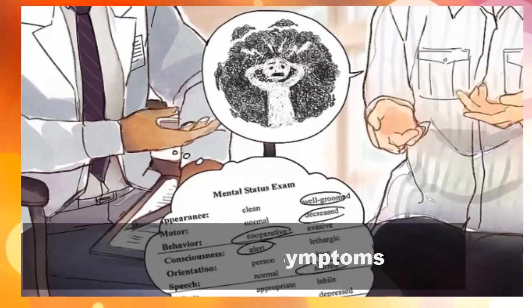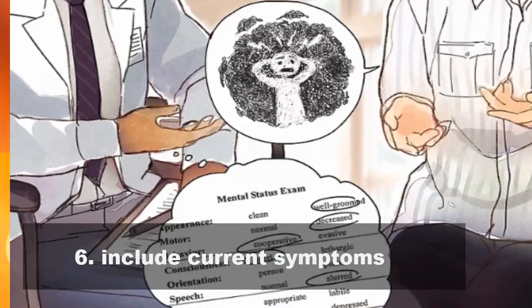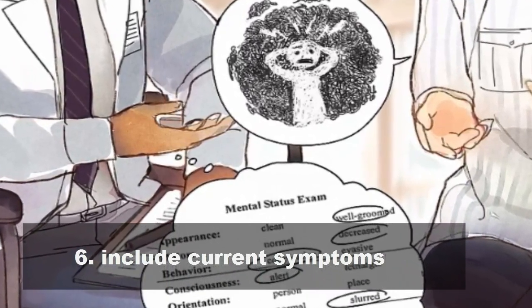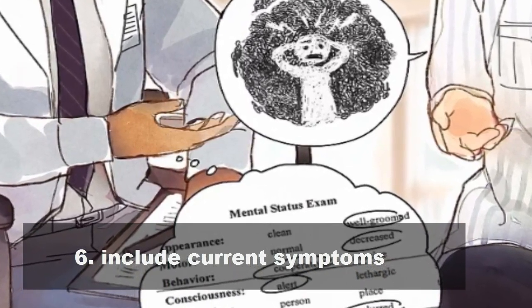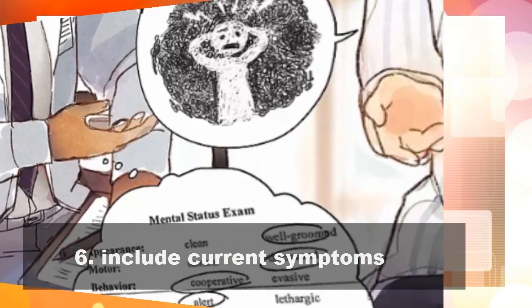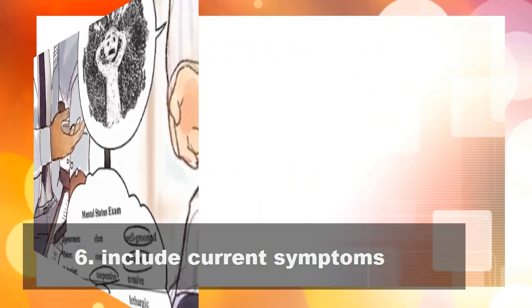This will include thought content, obsessions, hallucinations, delusions, affect, mood and orientation. Your comments and descriptions will be required. Behavior: appropriate, inappropriate, and follow with a description of the behavior.